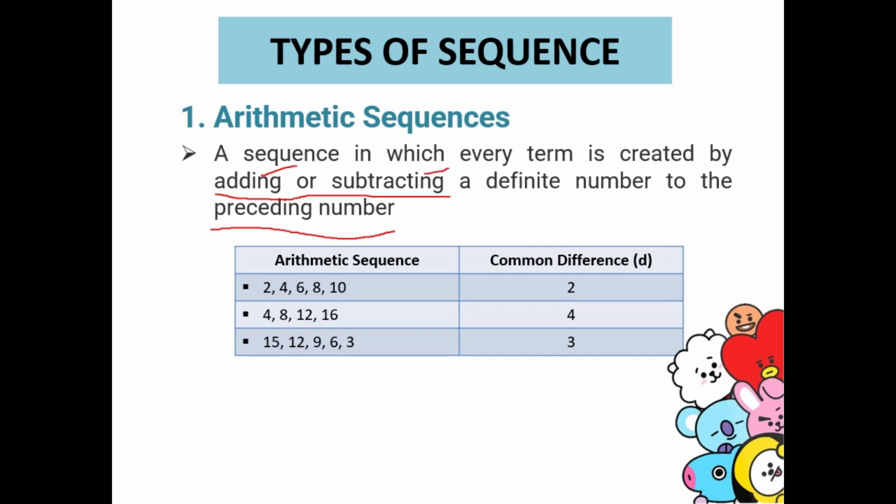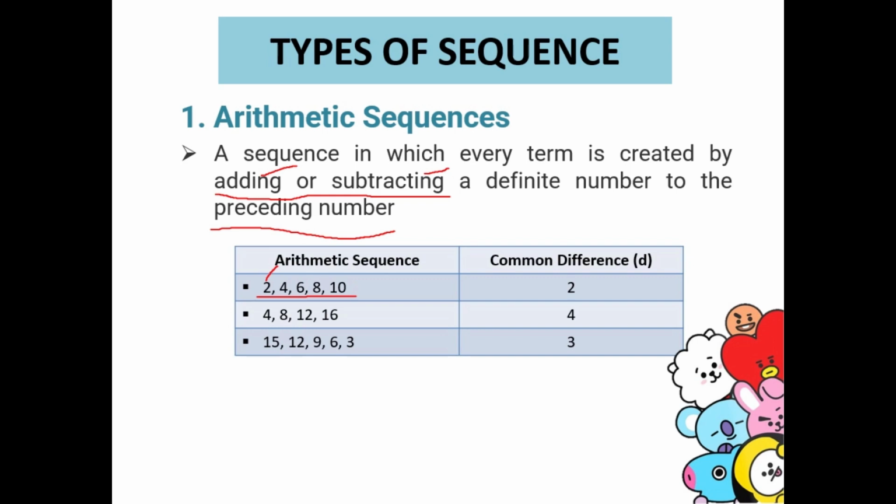Let us start with the first example there in our first row. In the first row, we have the sequence 2, 4, 6, 8, and 10. Take note that by definition, every term is created by adding or subtracting a definite number to the preceding number. 2 is considered our preceding number because it's the starting number, and therefore it is the number before we write 4.